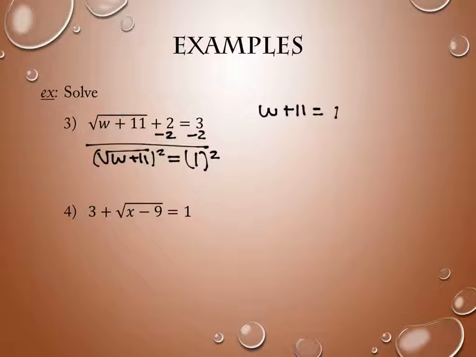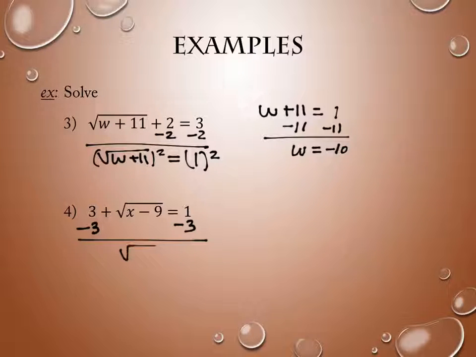It's just 1. And then my last step would be subtract 11. I don't know why I wrote 10. Probably because I'm ready for the answer. Subtract 11. And my answer would be negative 10. Right? Okay. How about number 4? I would subtract the 3 over. And I have the square root of x minus 9. What's 1 minus 3?